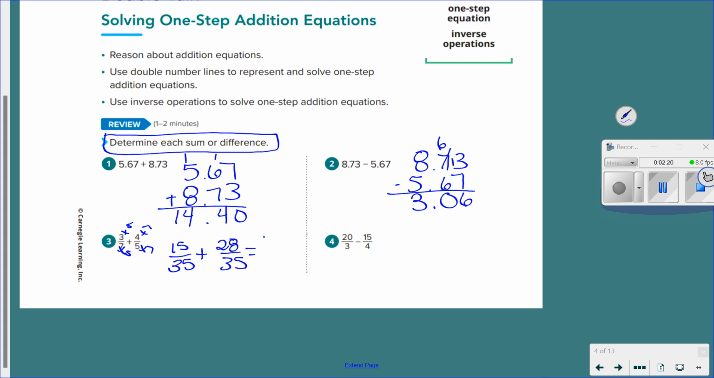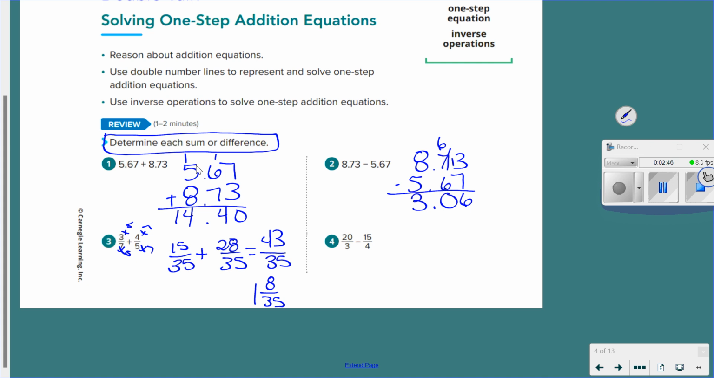43. And my denominator stays the same. My numerator is larger than my denominator, so I have to simplify. How many times will 35 go into 43? 1 whole time with how many left over? 8. And my denominator stays the same. Any questions?